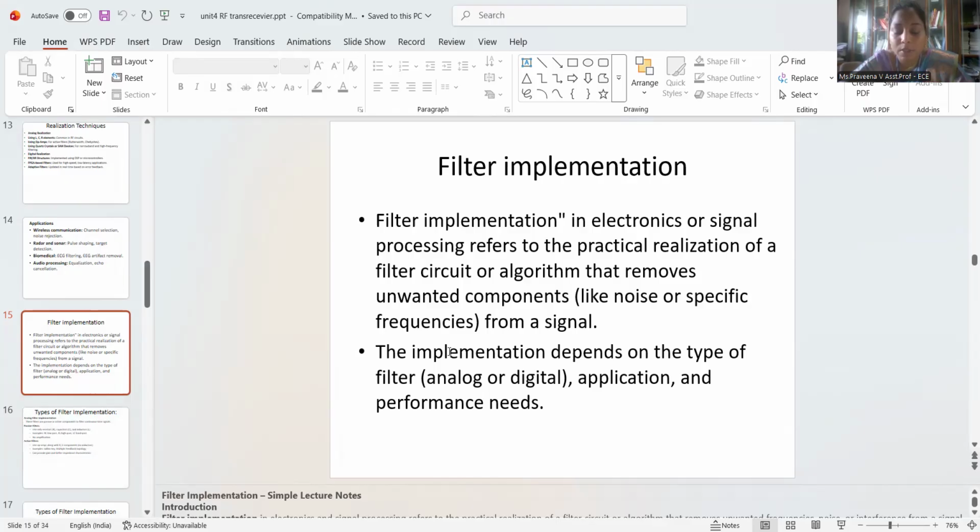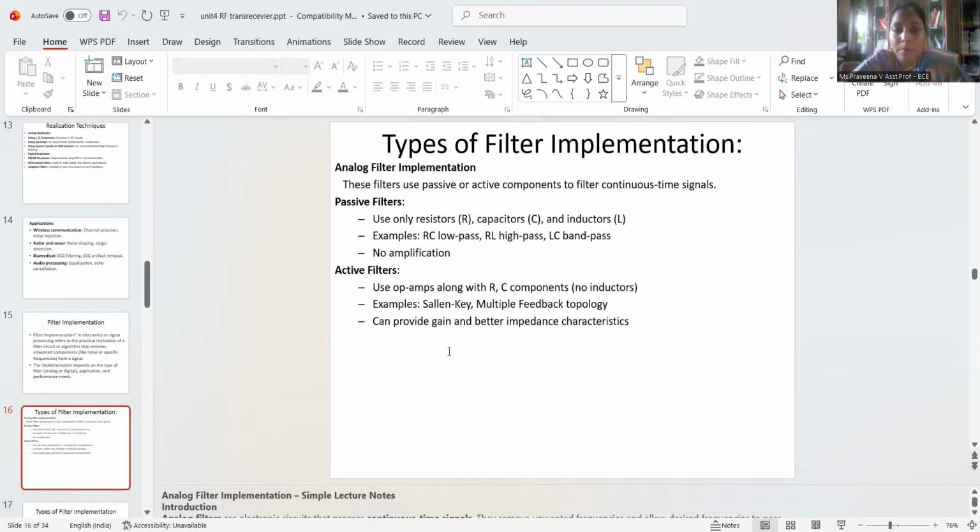That's why we are using a filter. Then filter implementation, that is analog filter. We are using active or passive components in order to filter the continuous time signal. That is a passive component. We have learned about passive components and active components in first year itself, right? So passive components are resistors, capacitors, and inductors.